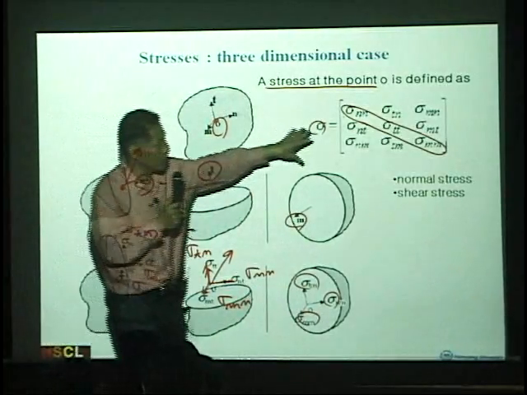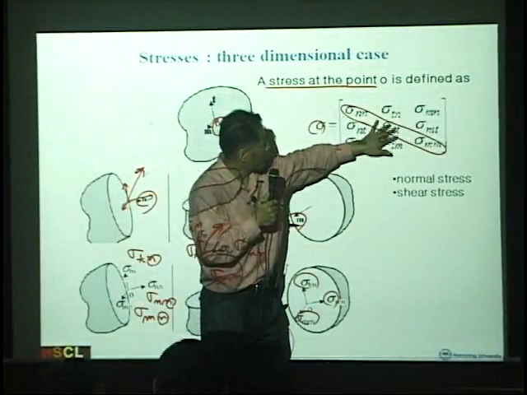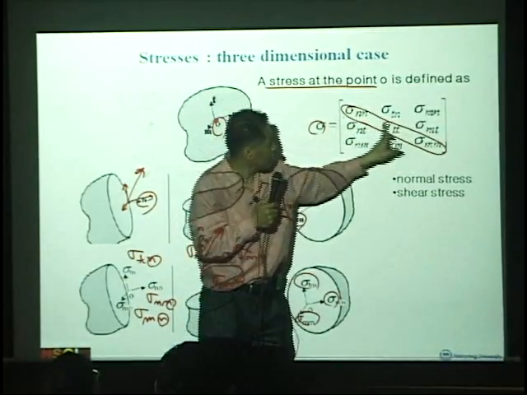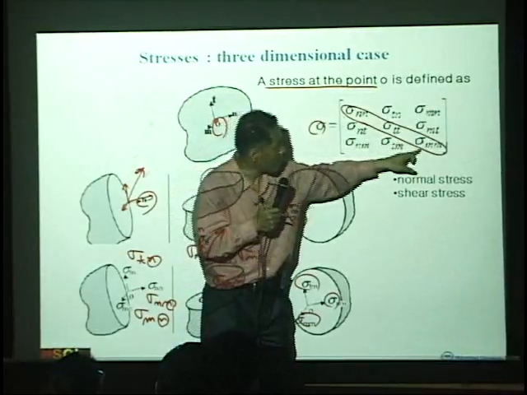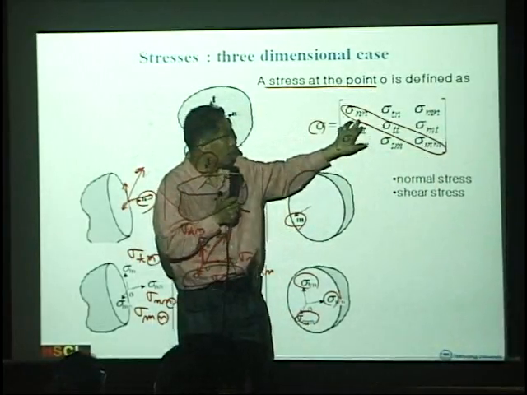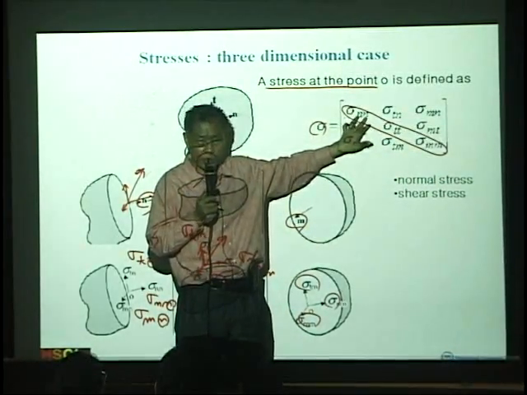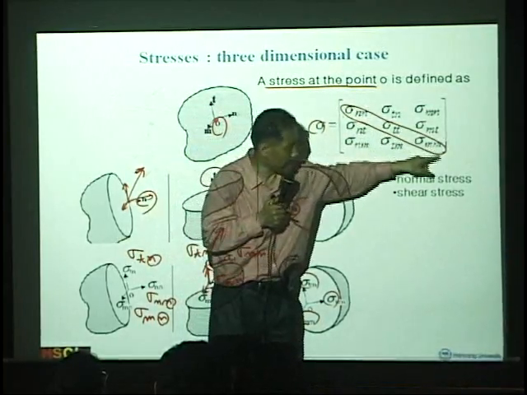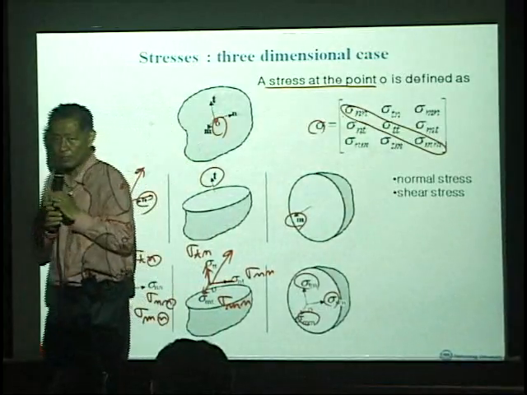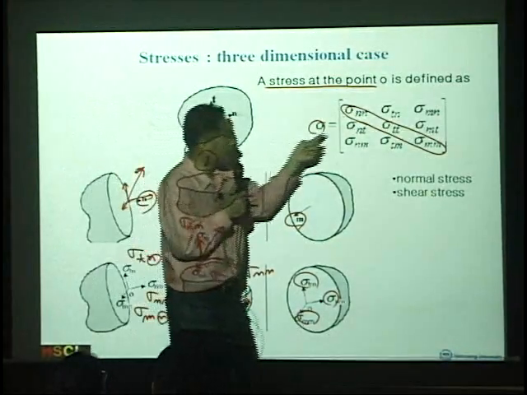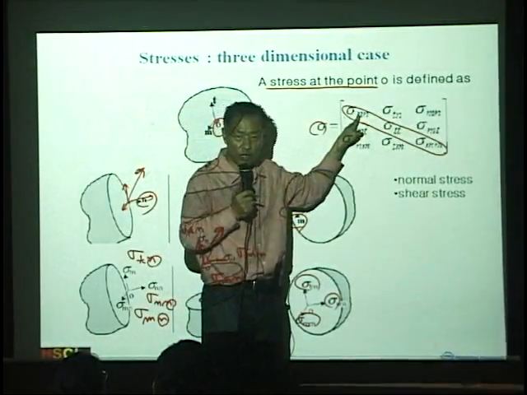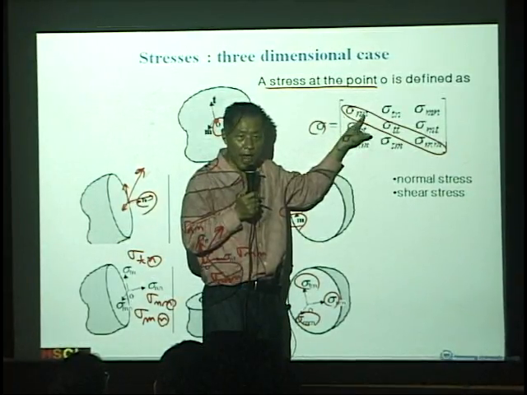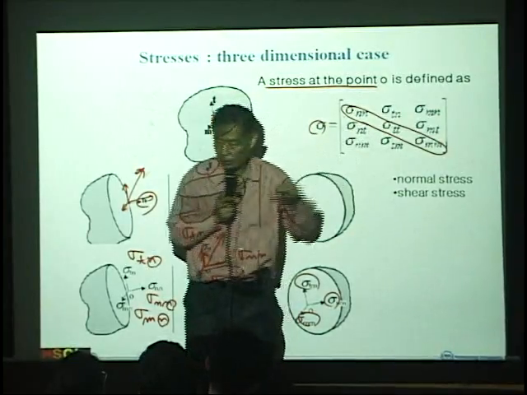What makes them special from others? Well, this one, NN, TT, MM. First of all, these two indices are the same, NN, TT, and MM. What does it mean? It means that this is the N direction, the force direction in the N plane.